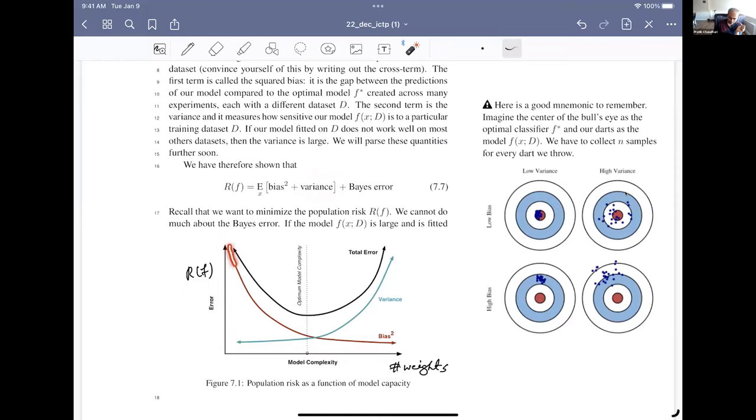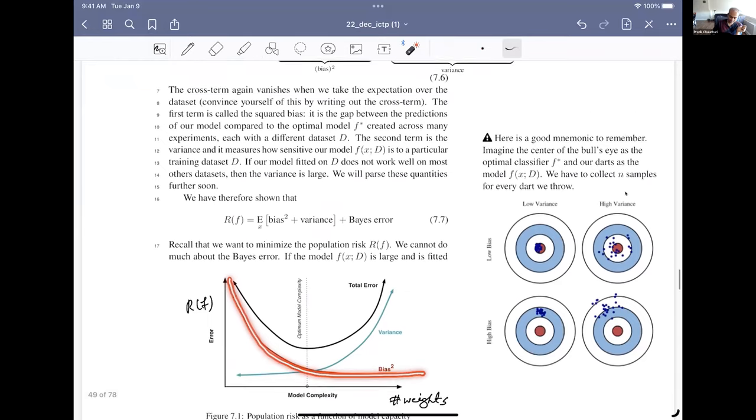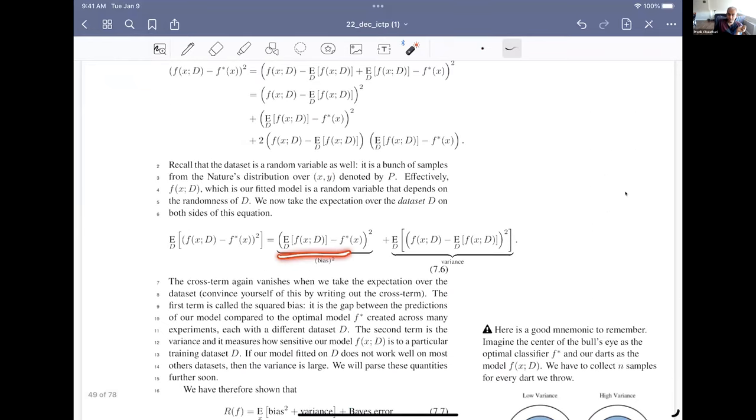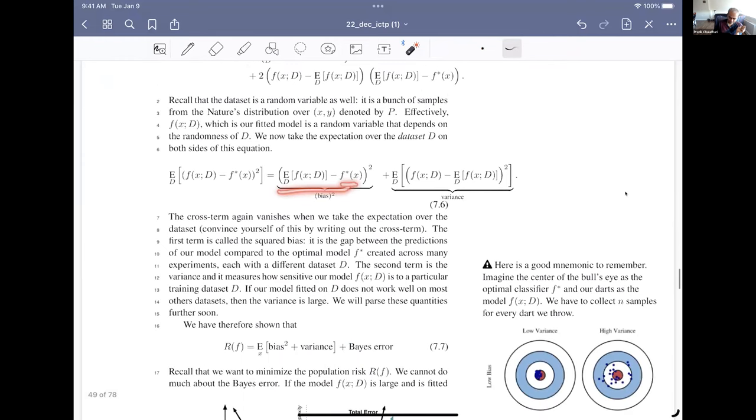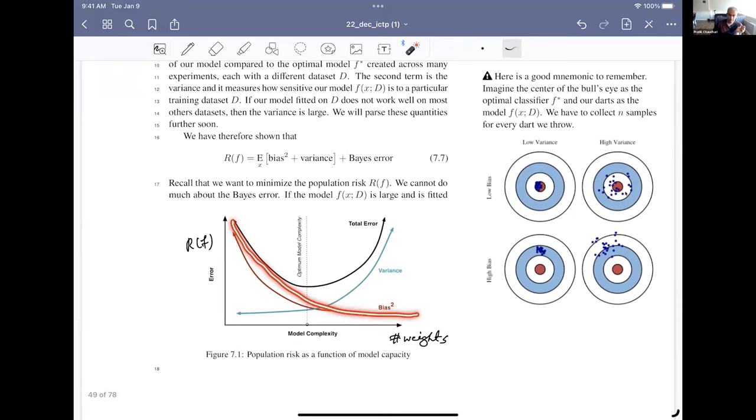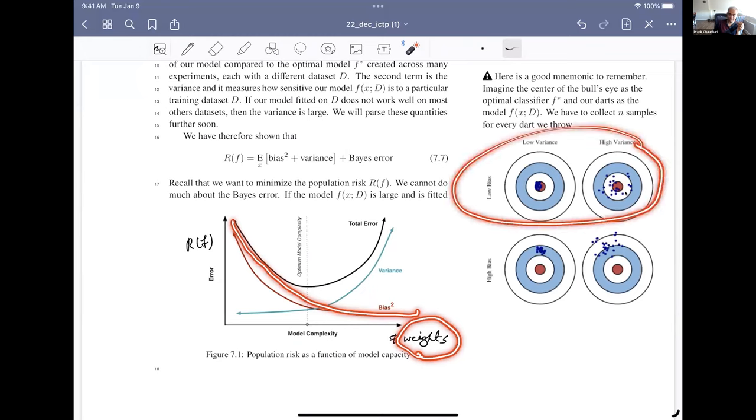Bias is a quantity that goes down as I give you more and more data. As I give you more and more data, you cannot make very many mistakes as compared to the true hypothesis F star. And so you should expect bias to go down as you give me more and more weights, because the model is getting more and more rich and you will be close to it. So you are on this particular row as you increase the number of weights.